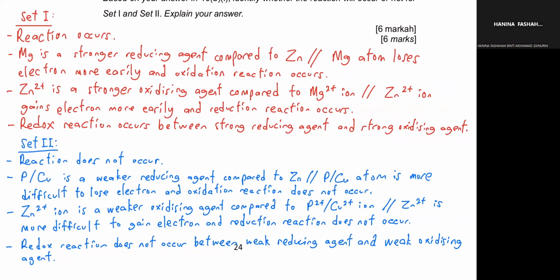Means what happened? I explain a bit. So in set 1, the reaction occurs because, as I told you, Mg is a stronger reducing agent compared to Zn. Or you can say, as the second point, Mg atom loses electrons more easily and oxidation reaction occurs. And Zn2+ is a stronger oxidizing agent compared to Mg2+, or you can say Zn2+ gains electrons more easily and reduction reaction occurs.